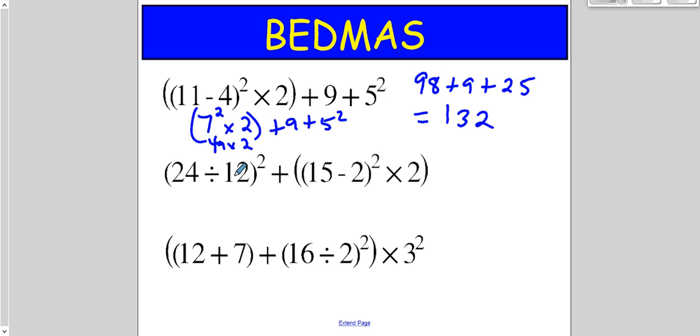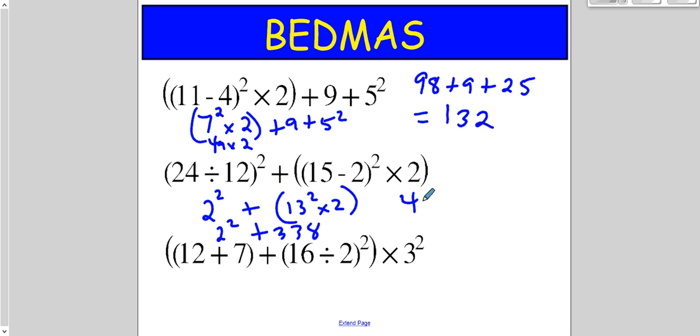Okay, let's go in here. So again, we're going to take a look at what's inside brackets and do that first. So 24 divided by 12, that's going to give me 2 squared, plus, and then in here I have 15 minus 2, so that's going to give me 13 squared times 2, and that's still in brackets. So 13 squared is 13 times 13, which is 196. And then if I times that by 2, I'm going to get 2 squared plus 338.